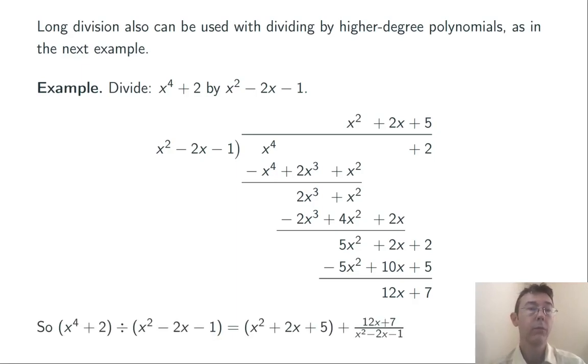So the result of this division is x squared plus 2x plus 5 with a remainder of 12x plus 7. The most efficient way of writing that remainder is going to be 12x plus 7 divided by the original thing I was dividing by, so by x squared minus 2x minus 1. That's how you do long division with remainder.